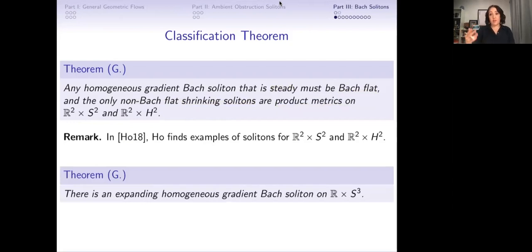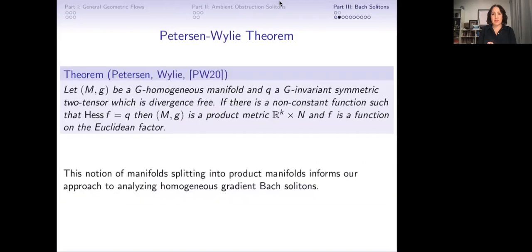Also, another thing that I've proven as an offshoot of this: we've talked about steady solitons, we've talked about shrinking solitons, but what about expanding solitons? I've actually found an example, or class of examples, of expanding homogeneous gradient Bach solitons on the manifold R cross S3. Now, we're seeing product metrics and product manifolds in here. I haven't talked about them at all. Where on earth did that come from? So let's talk about it.